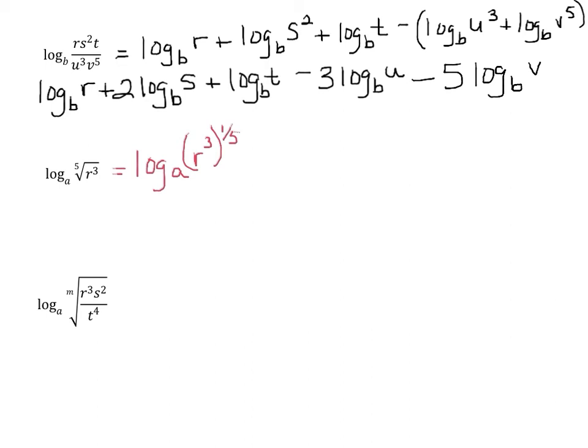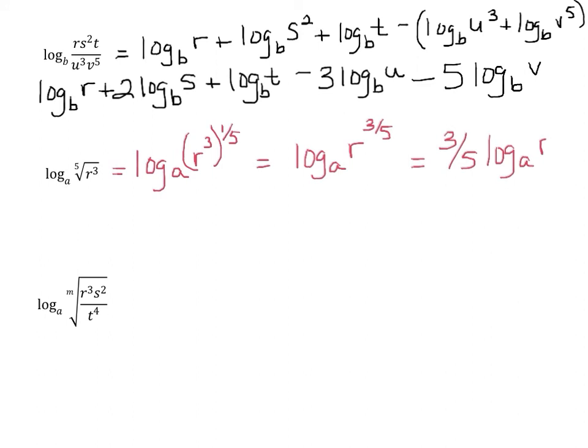Okay, well, I can work with this because I know some rules. I know if I take a power of a power, I multiply my exponents. So that's going to be the same as log base a of r to the 3/5 power. Well, now it's really simple. I just go with my power property, and I take that exponent and I bring it right out front. So I get 3/5 log base a of r.